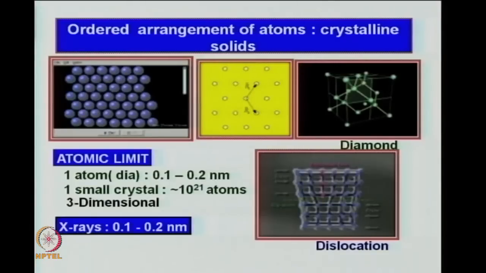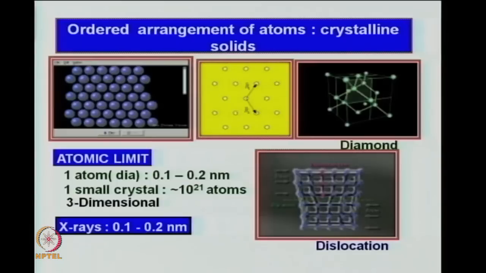And if you want to observe still smaller objects like atoms in a solid, then you have to use even smaller wavelengths, because the distances in a solid on the atomic scale are of the order of 0.1 to 0.2 nanometers. Typically, a crystal of say 0.1 millimeter in dimension will have around 10 to the power 21 atoms. So, there are many atoms in a small crystal. The distance between two atoms is of the order of 0.1 to 0.2 nanometers or 1 to 2 angstroms.